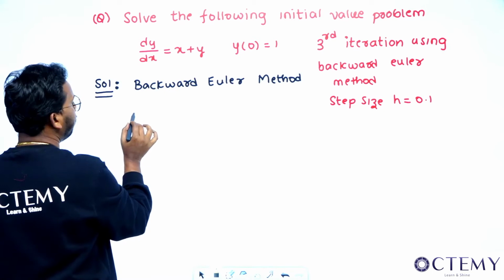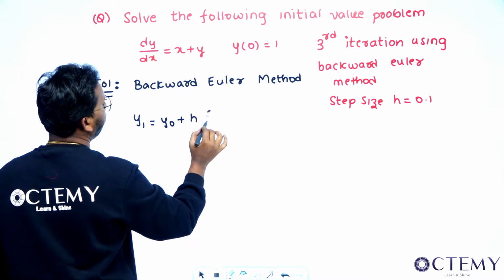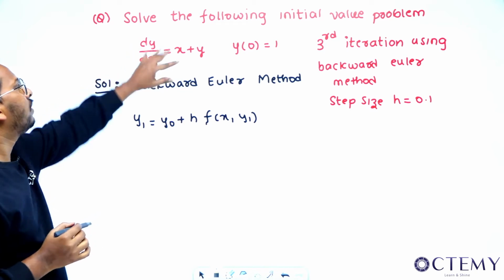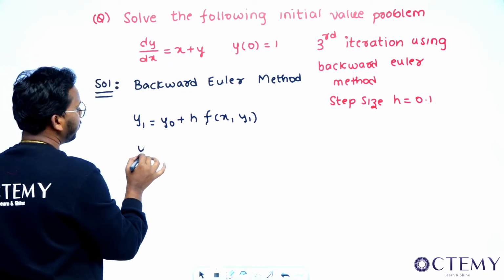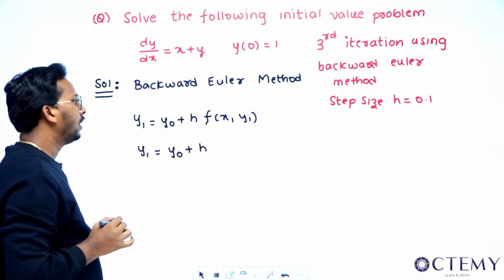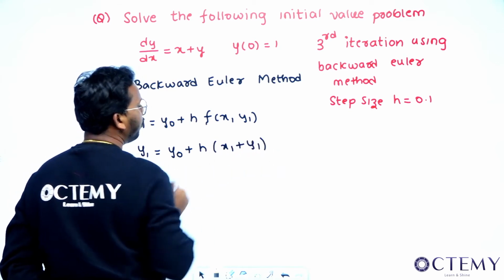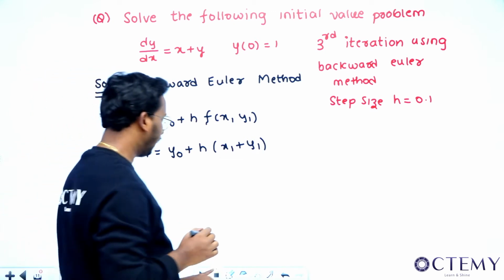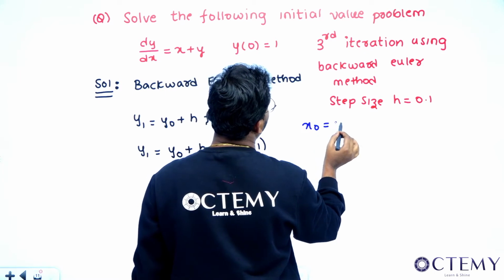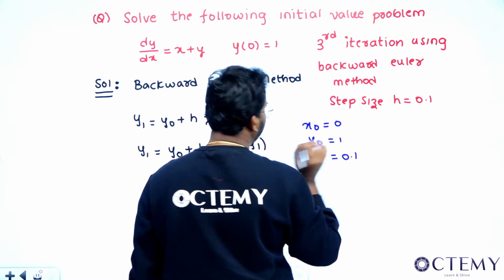So see, sir, what will this become? You want y1, that should be equal to y0 plus h f(x1, y1) we have to put, right? Now what is f(x1, y1)? That is basically x plus y. So y1 is equal to y0 plus h(x1 + y1). I have to find y1 now, right? Because what are the conditions given, sir? Your initial conditions are x0 = 0, y0 = 1, h = 0.1. These are the conditions given to you.